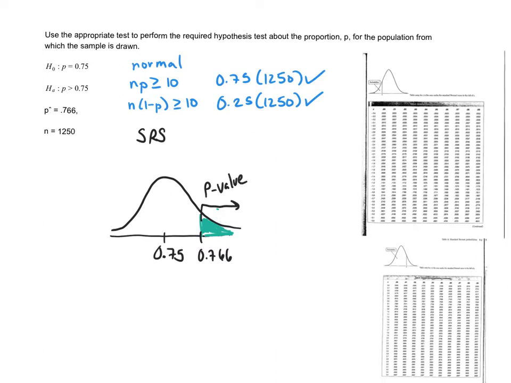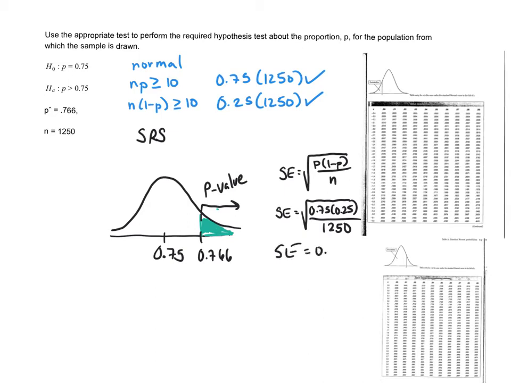So if you want to do this by hand, we would first find the standard error of the distribution. Remember, standard error is the square root of p(1 minus p) over n. So the standard error is going to be the square root of 0.75 times 0.25 over 1,250. So I'll round this, so I get a standard error of 0.0122.